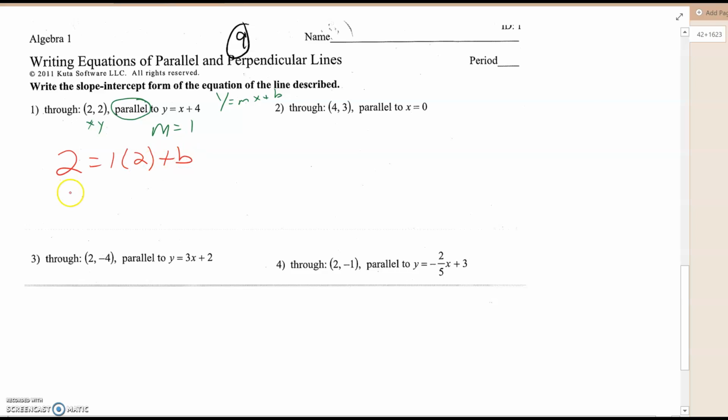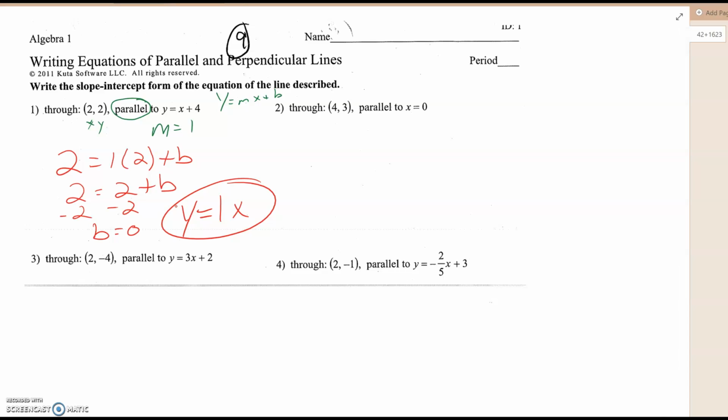Always solve for b. 2 equals 2 plus b. And this is kind of crazy, because b is actually equal to 0. It cancels out. So my final answer is just y equals m, which is 1, times x. You can put a plus 0 there, but you don't have to. Y equals x would go through that.